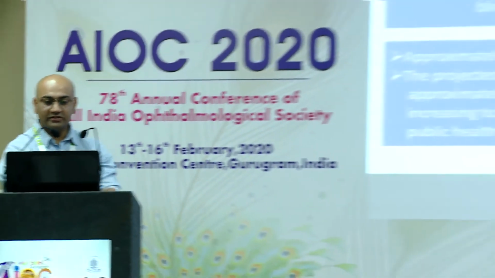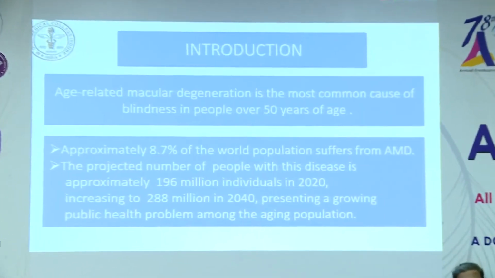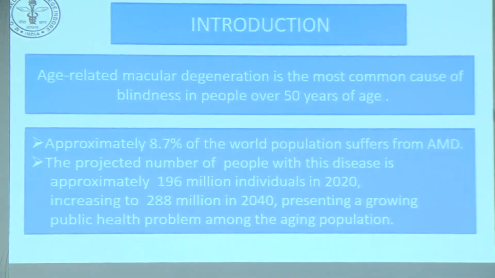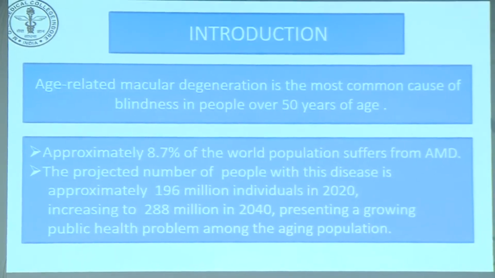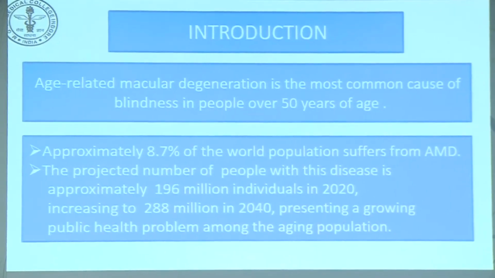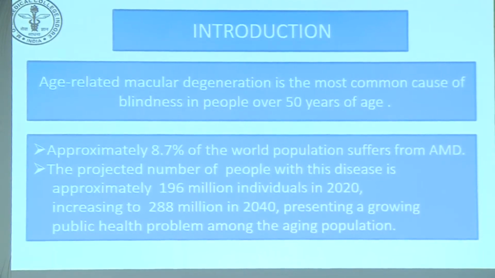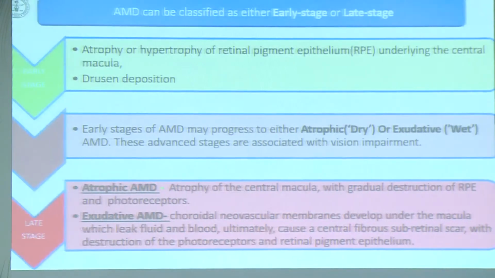Age-related macular degeneration is the most common cause of blindness in people over the age of 50. Approximately 8.7% of the world population suffers from AMD. The projected number of people with this disease is approximately 196 million in 2020, increasing to 288 million in 2040, presenting a growing public health problem among the aged population.